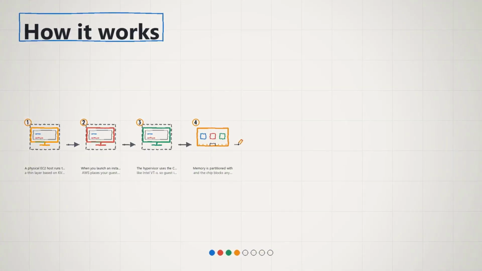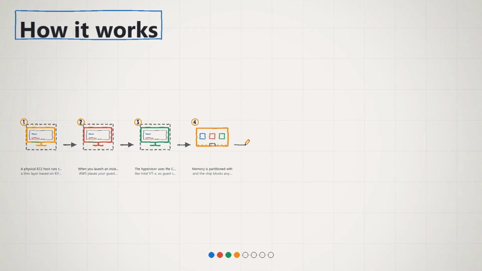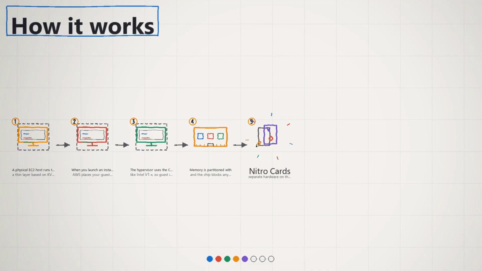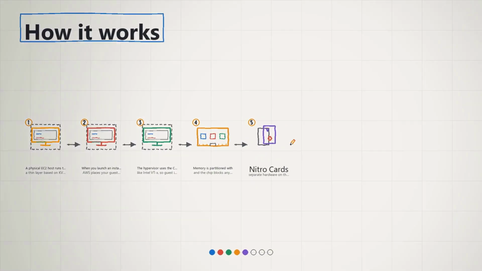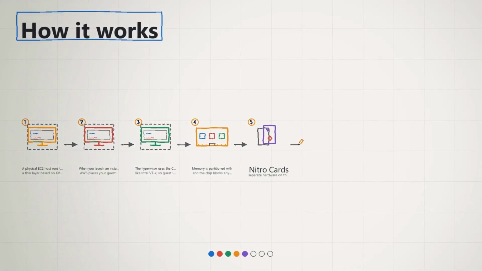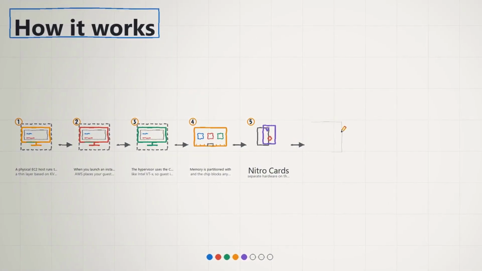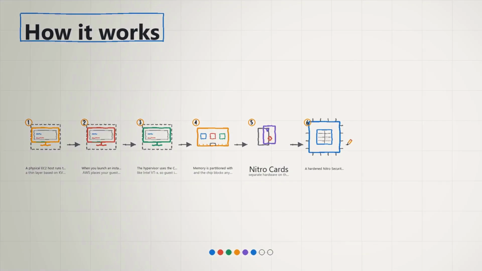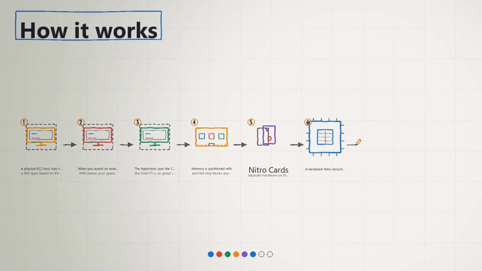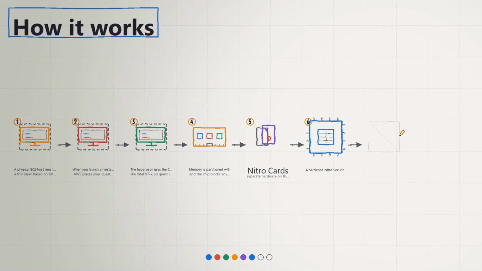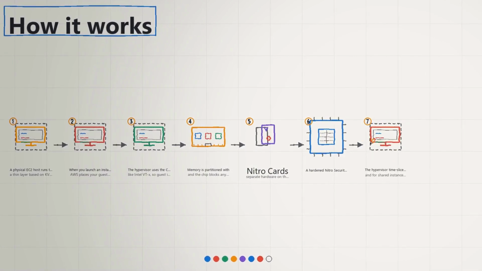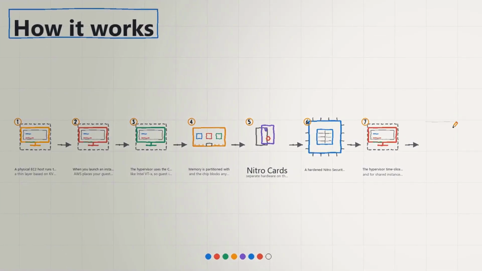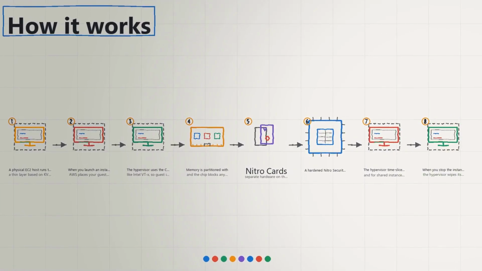Nitro cards, separate hardware on the host, take over networking and storage, encrypting traffic and talking to EBS volumes without using the main CPUs. A hardened Nitro security chip controls the boot process and removes the need for AWS staff to ever log into the host operating system. The hypervisor time slices vCPUs across guests, and for shared instance types it enforces fairness so one noisy tenant cannot starve others. When you stop the instance, the hypervisor wipes its memory and frees the slot for the next customer.